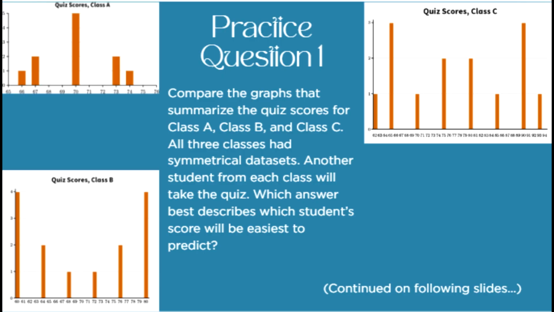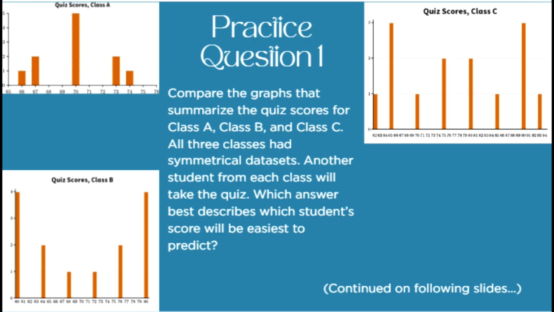Here is practice question number 1. This is at the end of your lesson, so you'll want to write this down so that you can enter it later. Compare the graphs that summarize the quiz scores for Class A, Class B, and Class C. All 3 classes had symmetrical data sets. Another student from each class will take the quiz. Which answer best describes which student's score will be easiest to predict?